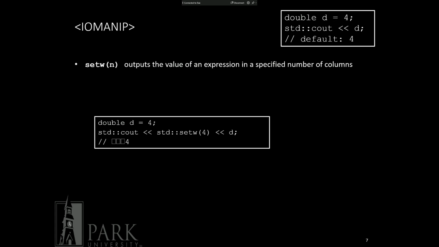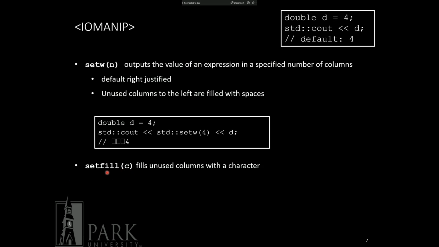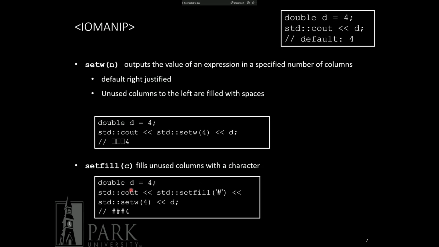Now, setfill allows you to specify a different character for filling the unused columns. So here you can see that C is going to be the character that we pass in to fill the columns, right? So here we're calling setfill, and we're passing in the character pound, or hashtag for you millennials or younger folks. And then we're setting the width, and so here you can see that it filled in all the spaces with the pound symbol instead of the spaces.